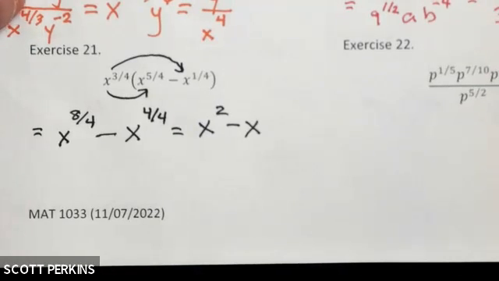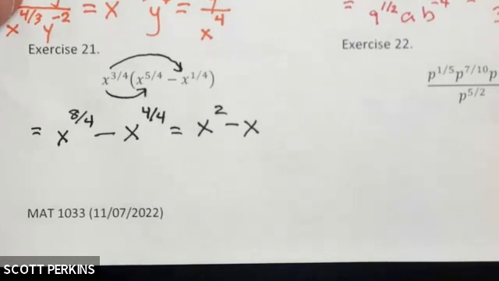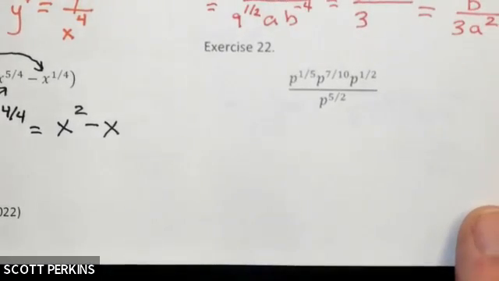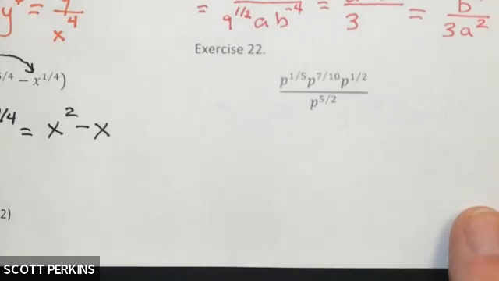One more to go on this worksheet, and then you can get going on all your section 7.2 homework and take that quiz. Exercise 22, go ahead and do this. This is involving some product rule and some quotient rule.